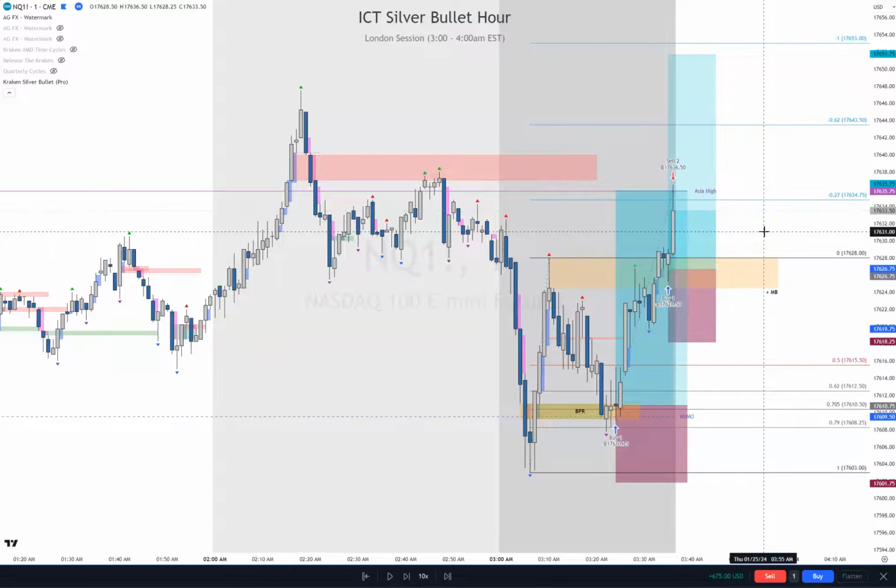When you do bracket orders and things, you can move your stops up, so it's different on TradingView. So, all right, well, there's your setup here.